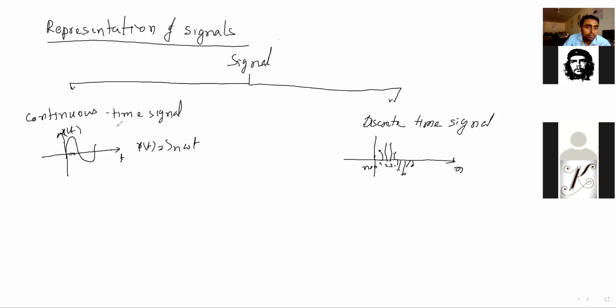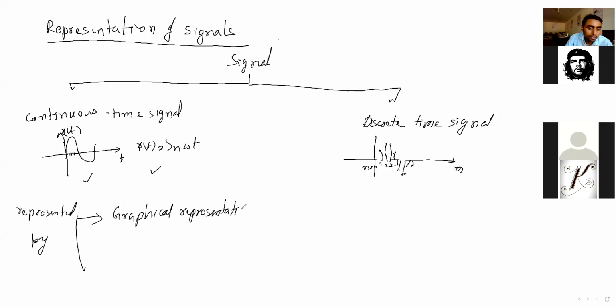So you can see that we can represent the signal by this waveform. This waveform we can also write by writing the function. So a continuous time signal can be represented in two ways. One is graphical representation, and another is functional representation.